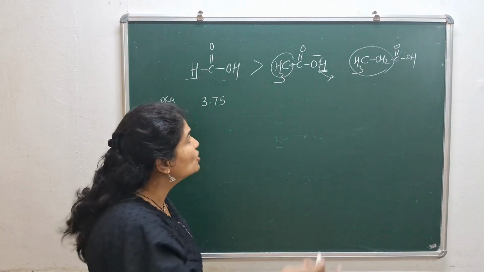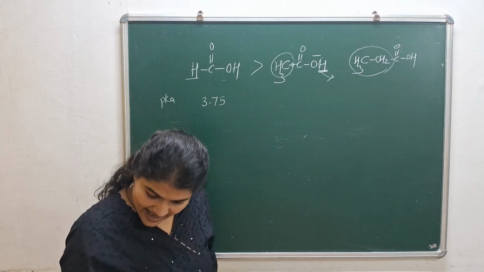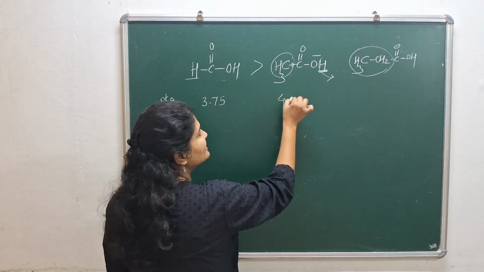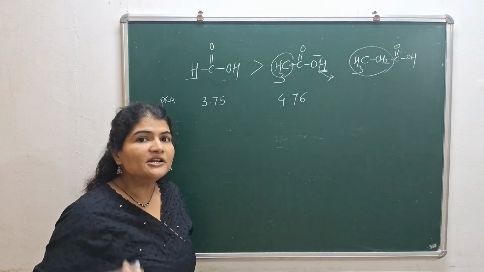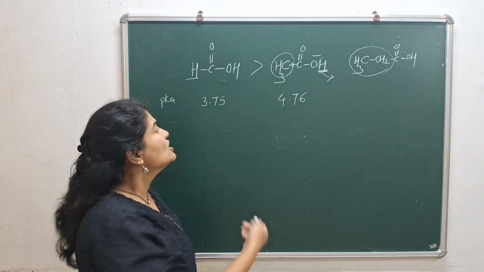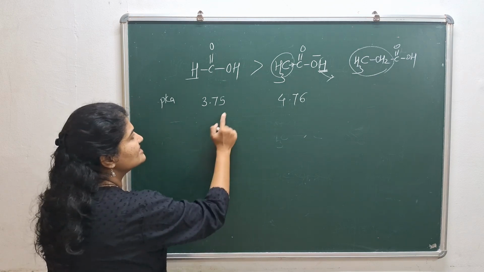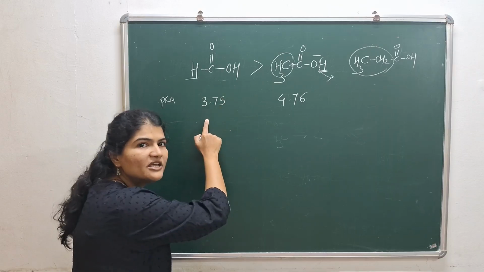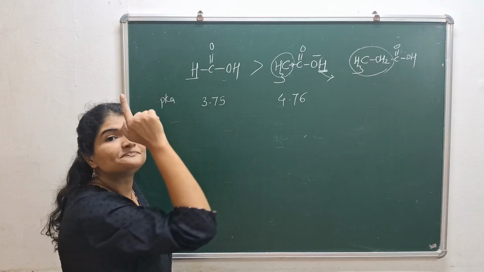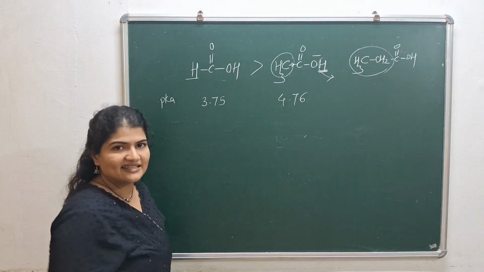from the pKa value. The pKa value for acetic acid is 4.76. Now remember, 2 minutes back what we discussed is: lower the pKa, stronger the acid. So here you can see formic acid has a lower pKa, so formic acid is stronger than acetic acid.